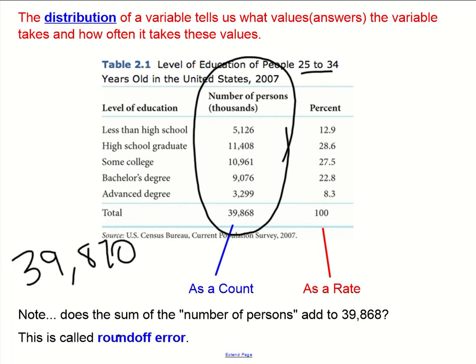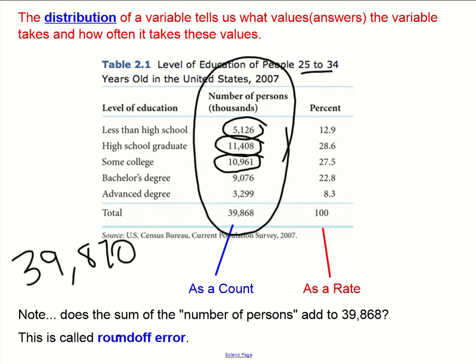And that's because when they are writing down these numbers, remember this is really 5,126,000, 11,408,000, 10,961,000, etc. And what they did is they rounded those numbers in here. So it's not exactly 5,126,000, it's probably 5,125,721 people or something like that. And so we call that round off error. We try to keep it to a minimum, but it does occur as we're collecting data and doing stuff with it.